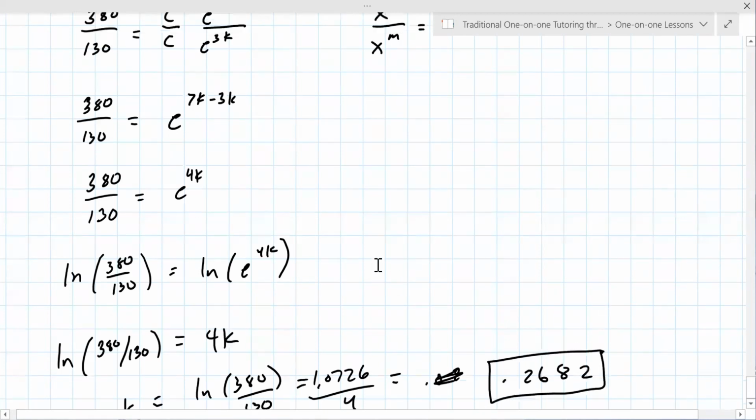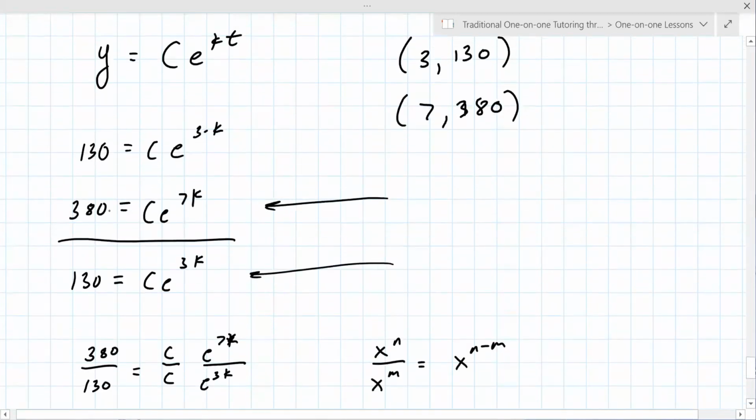So then you can go back to any of these other lines. Let's just choose this top one. 380. Does it matter which one? It doesn't matter which one. There's your k, and so you can solve for C.